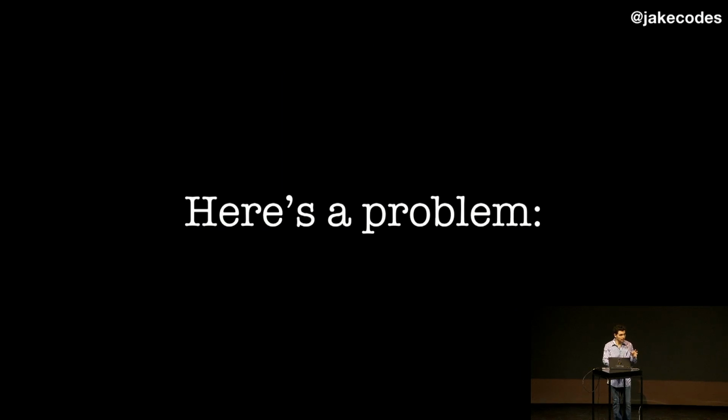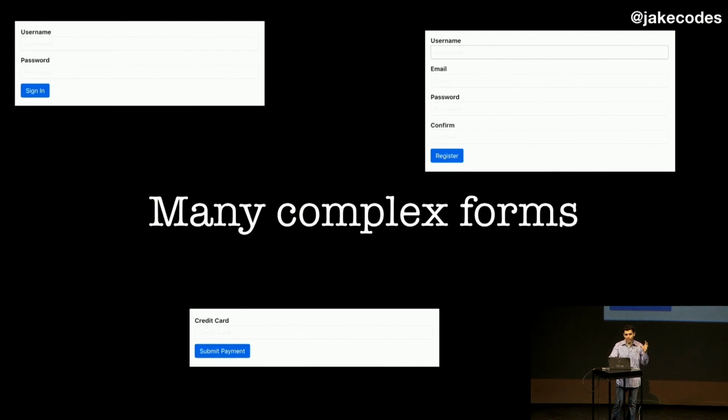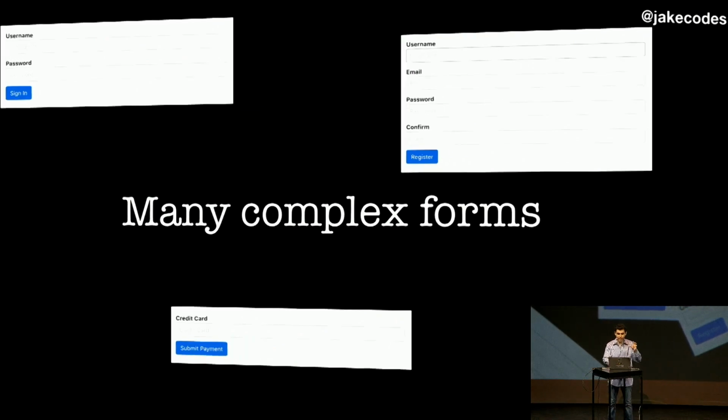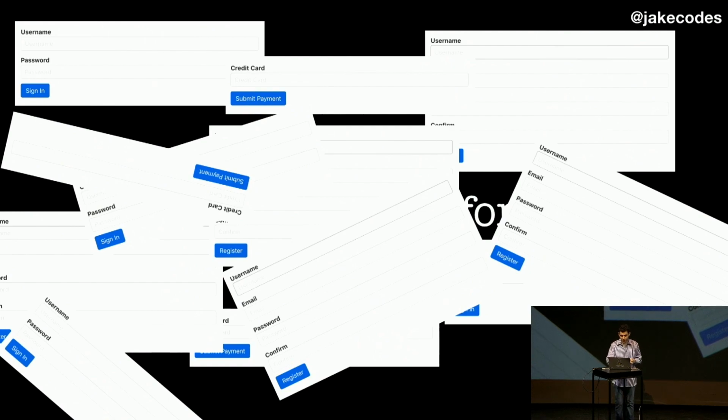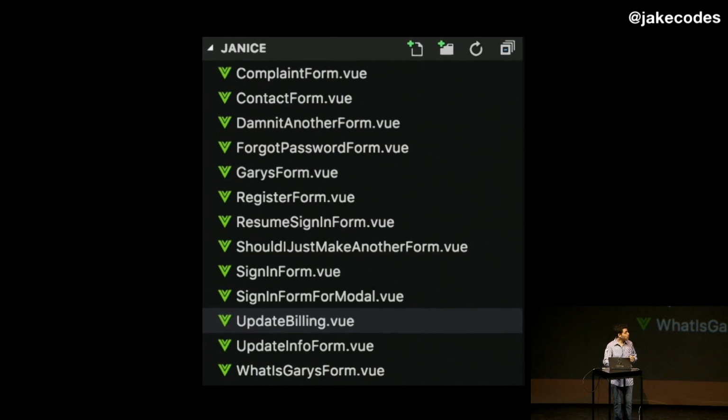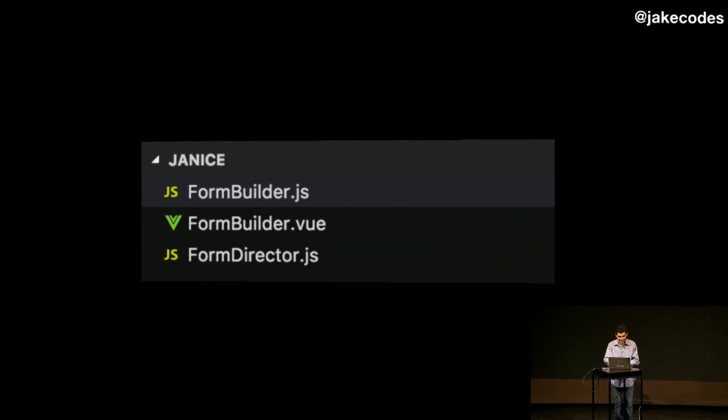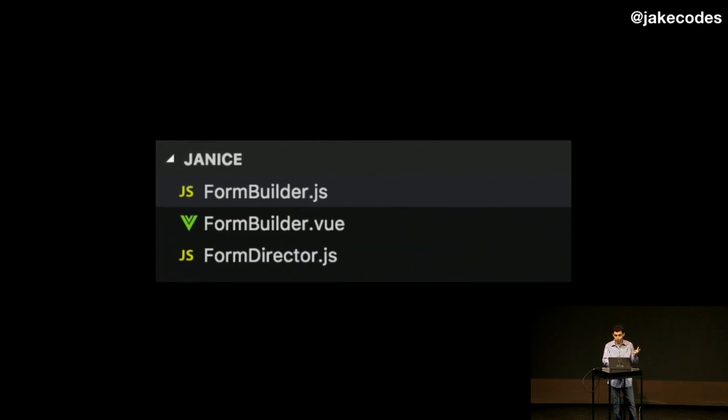So here's a problem that you might face in Vue. You have many complex forms, not just many complex forms, but a ton of complex forms in Vue. And your form folder might look like this. You might have a complaint form, contact form, another form, forgot password form, Gary's form, register form. And then you just have all these forms, and it's too many forms, and you're repeating the whole thing over and over again. So what if I told you that you could just wind up with something like this? Just one component and two helper classes. In fact, we're going to take the two helper classes and put them into one. So that was only going to be two files.